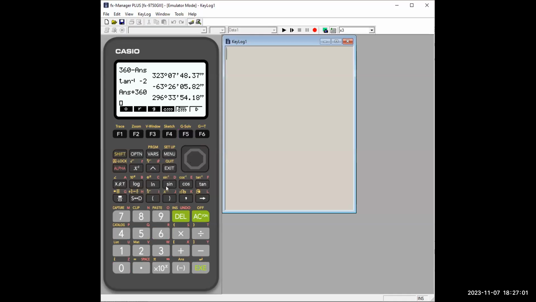But I also can take the angle where the tangent is -2, and add 180 degrees to it. And that'll get me in quadrant 2 at 116.565051 degrees, or 116 degrees, 33 minutes and 54.18 seconds. Okay. Oh, almost done.